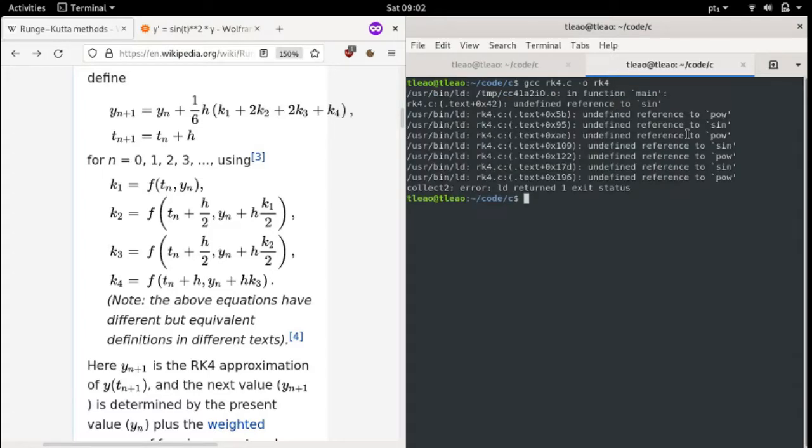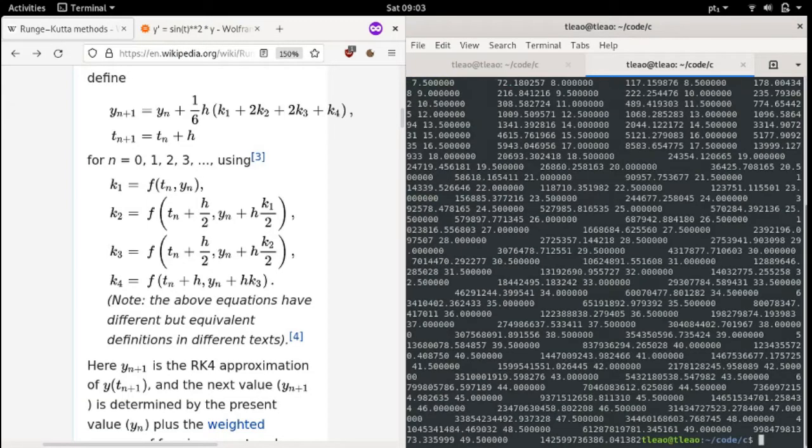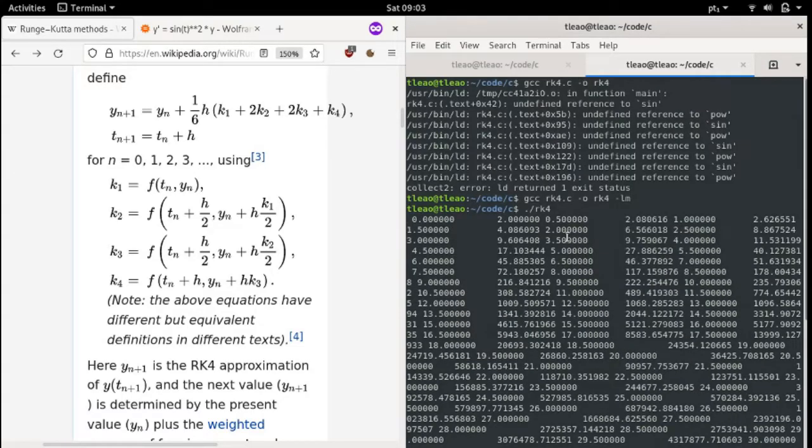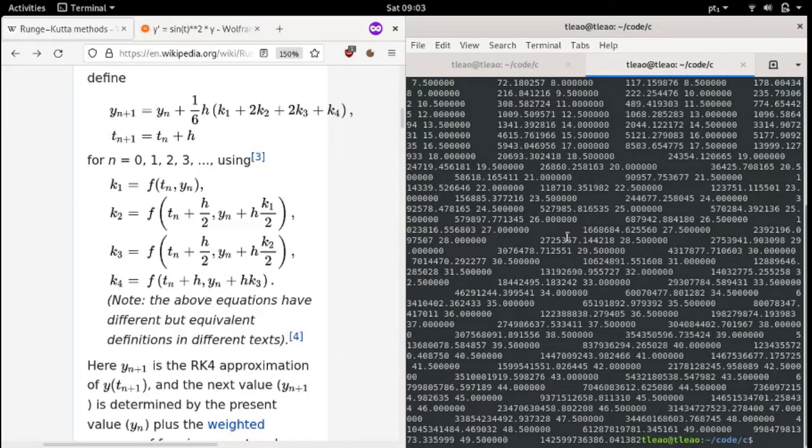You're going to see that there's an undefined reference to mathematical functions, and then we need to call a flag here, a statement ln, so the program can understand the mathematical functions. Okay, so it compiled. Let's just run it, rk4. Okay, so there are some things that we need to fix here.